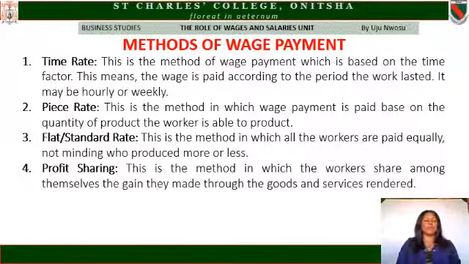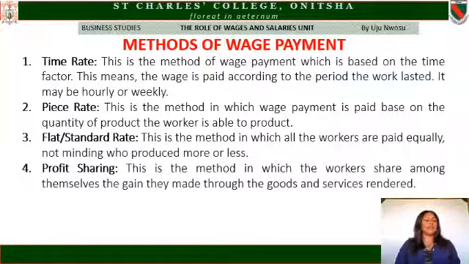Number 2, piece rate. This is the method in which wage payment is paid based on the quantity of product the worker is able to produce. If the worker is able to produce a high quantity of product, his payment will be high. But if he is able to produce a small quantity of product, his payment will equally be low.